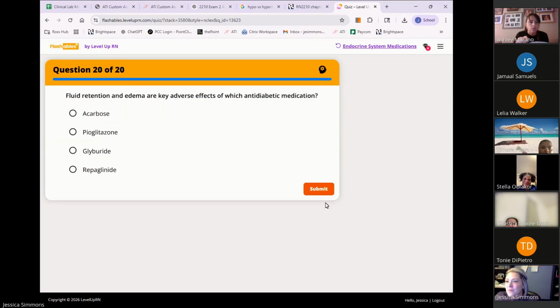Okay, last one. Fluid retention and edema are key adverse effects of which anti-diabetic medication? Ooh, I don't like this one. So we talked about glyburide, which is the sulfonylurea. The Archibos one. I feel like it's the Archibos one because that's the one that says it's contraindicated with heart failure, I think, but I don't remember. I wish I knew everything. I wish I had a bigger brain.